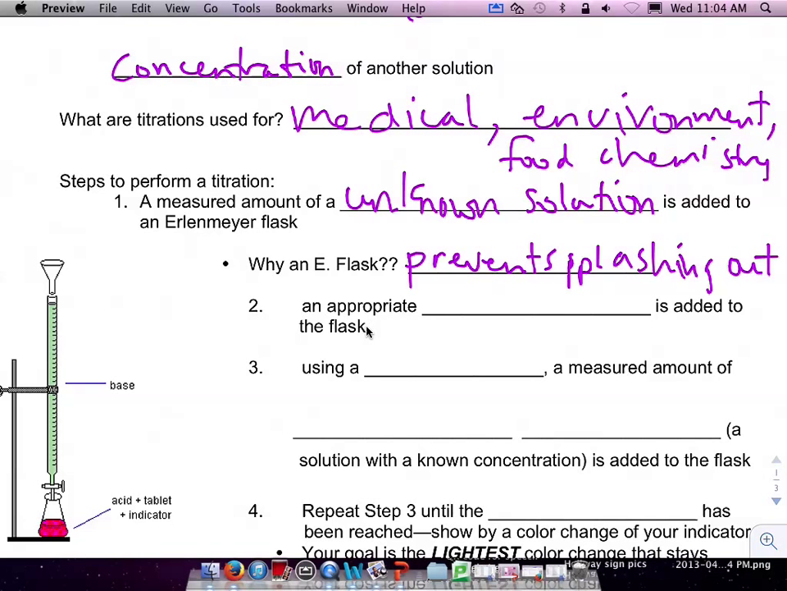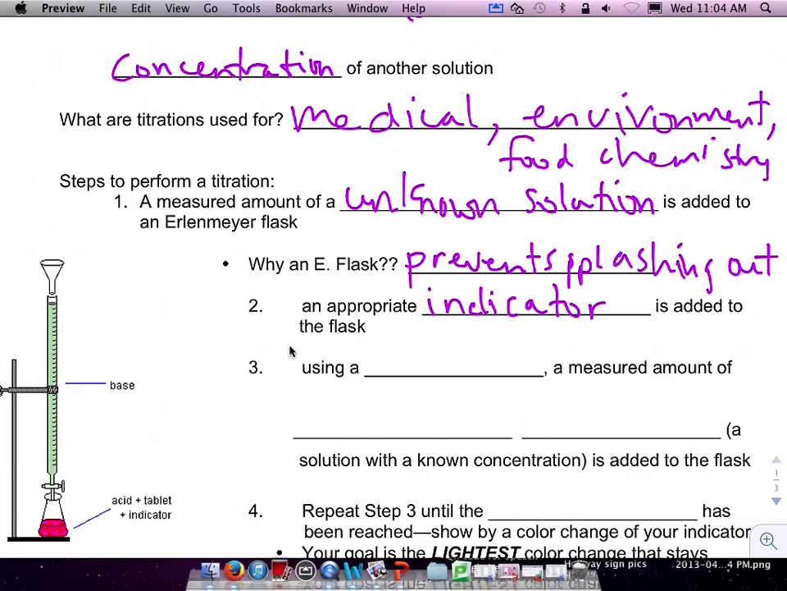What you're going to do next is add something called an indicator. Now, the purpose of the indicator is to tell you when to stop titrating, because that's when your balanced equation is true, and then you're able to do your calculations. So you're going to add an indicator. The indicator we use is something that's going to go from clear to lightish pink, or too dark of pink if you pass the stopping point.